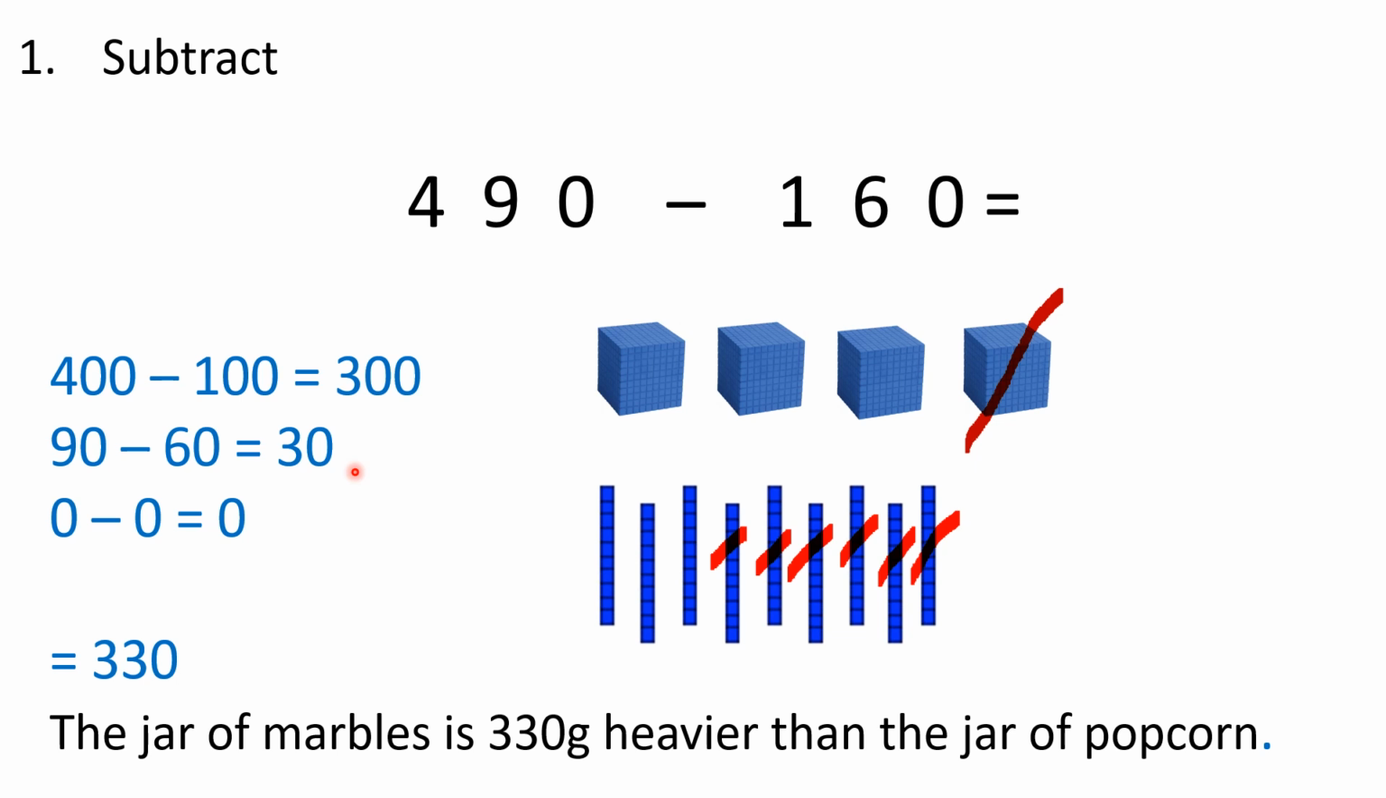And then again, we're taking away our ones to finish with. So 0 ones take away 0 ones leaves us with 0 ones altogether. Then we need to put our total together to get our final answer. So 300 add 30 equals 330. So we can say that the jar of marbles is 330 grams heavier than the jar of popcorn.